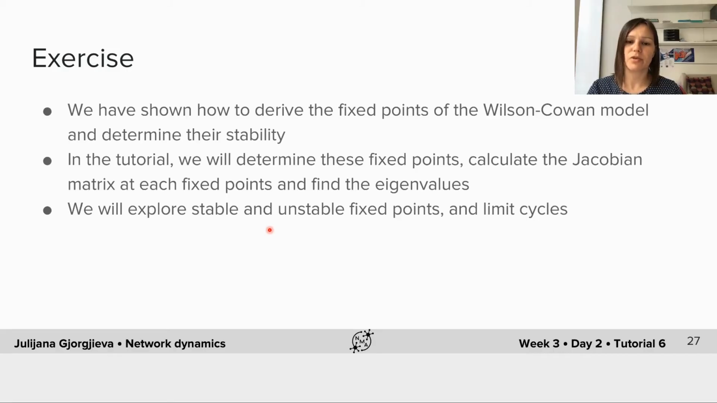And in the tutorial, in a moment, you will have the opportunity to calculate the fixed points, numerically evaluate the Jacobian matrix at each of the fixed points, and determine the eigenvalues, which will then determine the stability of the fixed points. You can also change some of the parameters in the Wilson-Cowan model and look at when limit cycles emerge. If there's time, you can also study the implications of some of the dynamics that we have modeled with this Wilson-Cowan model in a more biologically relevant scenario, for example, the generation of working memory.